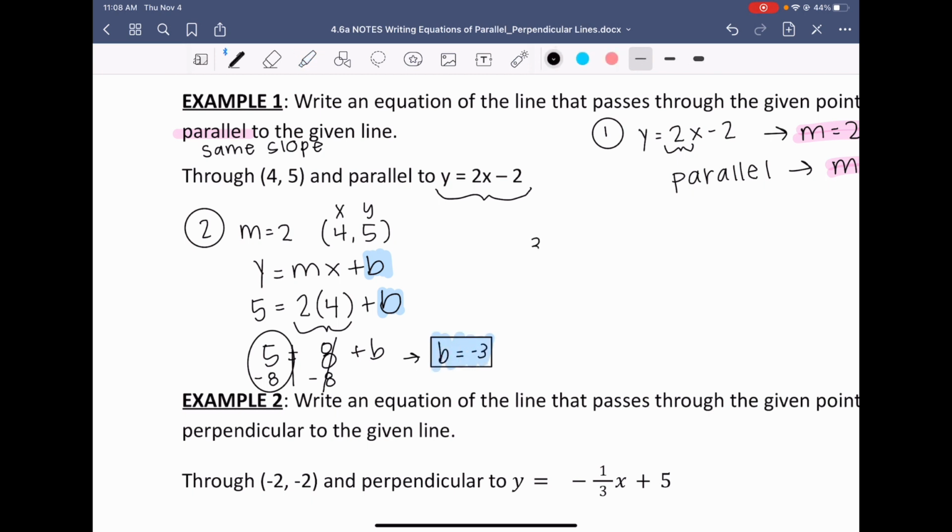Okay, so our third step is just to use the new slope and the new y-intercept that we found and put it in an equation. So we have y equals 2x minus 3. And that's our equation.